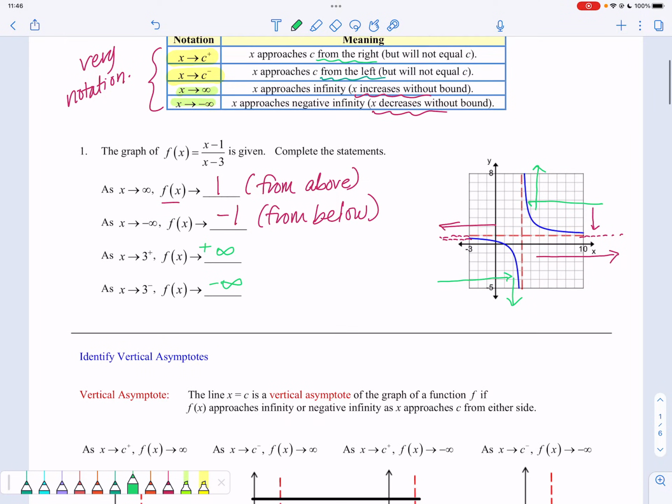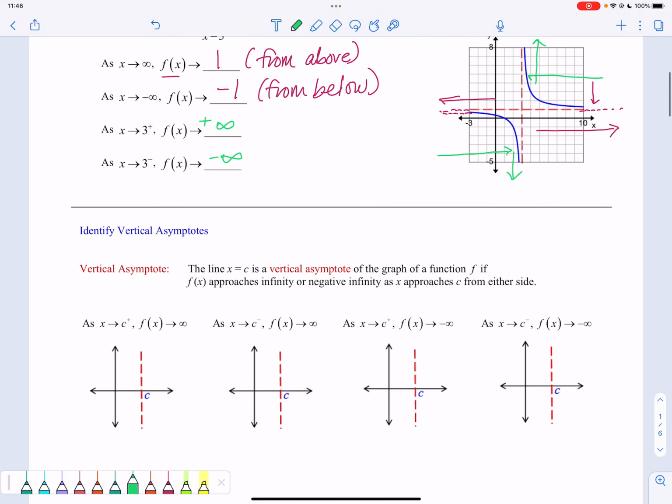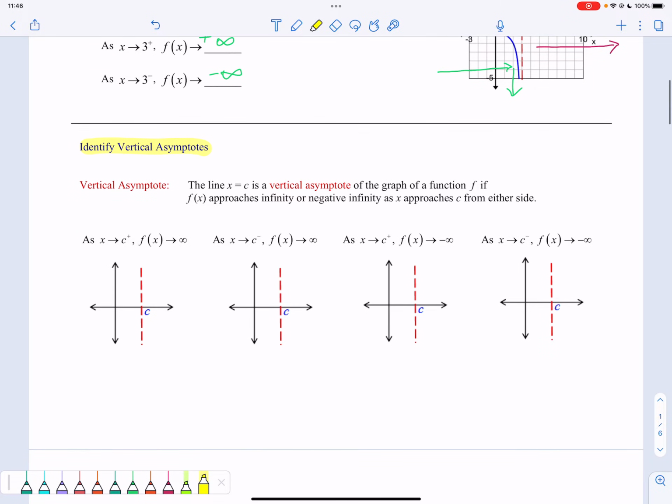In order to identify vertical asymptotes, we really need a good definition of vertical asymptotes. So the line x equal to some constant, you can see there it is, there it is, all of these vertical asymptotes. How can we define a vertical asymptote using this notation? Well, it says if the y values approach infinity or negative infinity as x approaches c from either side.